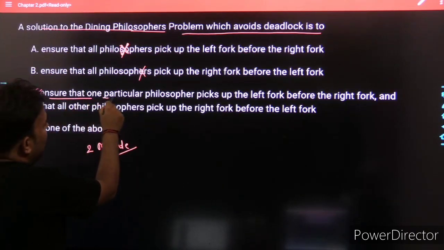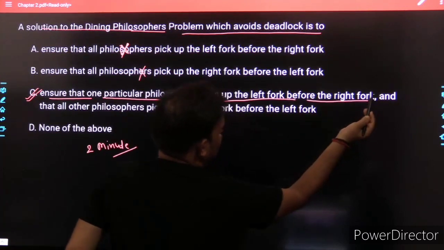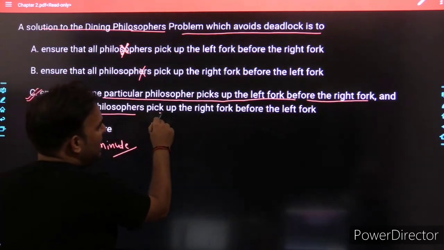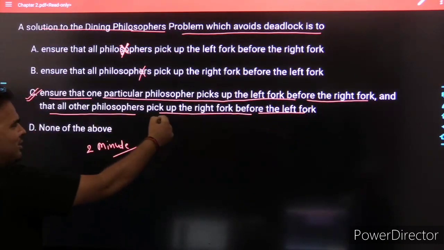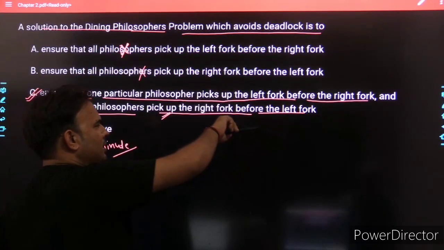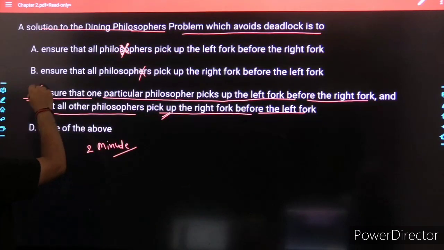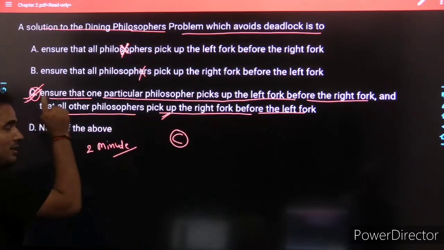Ensure that one particular philosopher picks up the left fork before the right fork. If all other philosophers pick up the right fork before the left fork, then only one particular philosopher needs to do the opposite task from the other philosophers. So according to this concept, option C is correct, my dear friends. I hope you understand clearly.